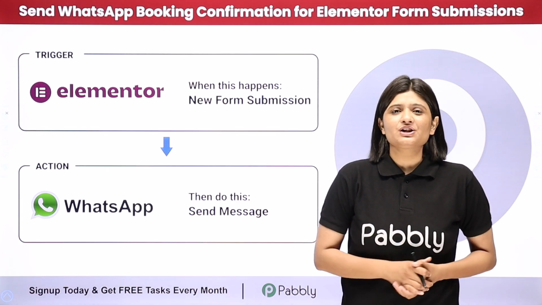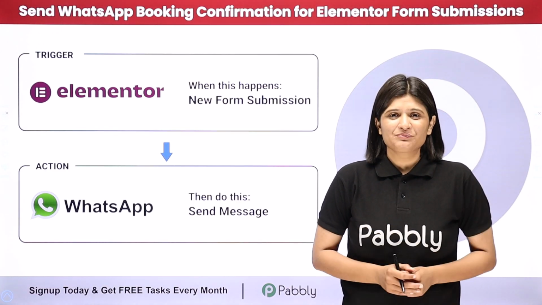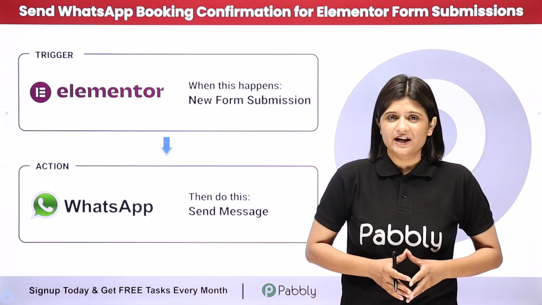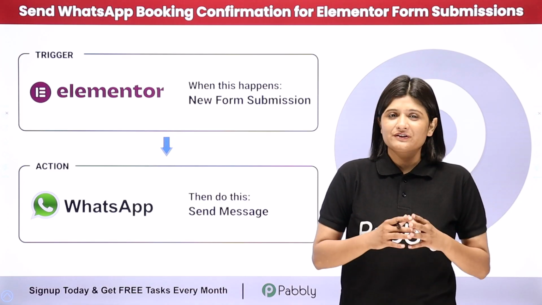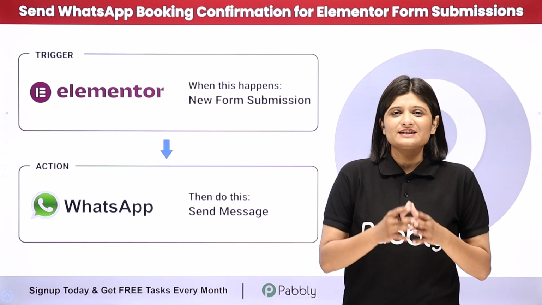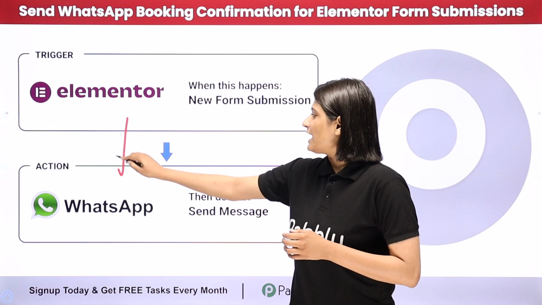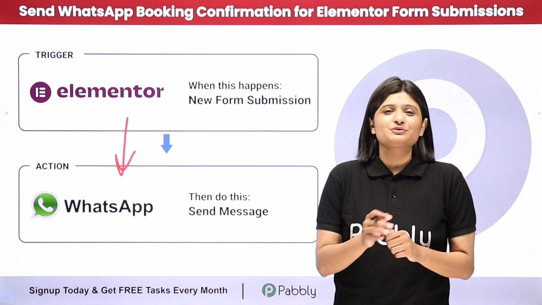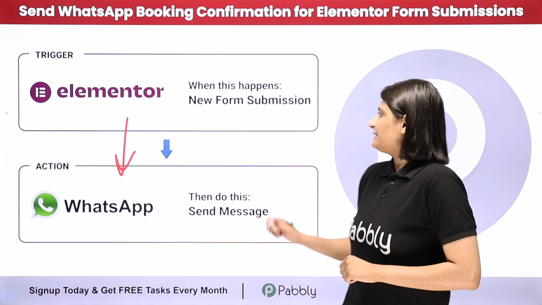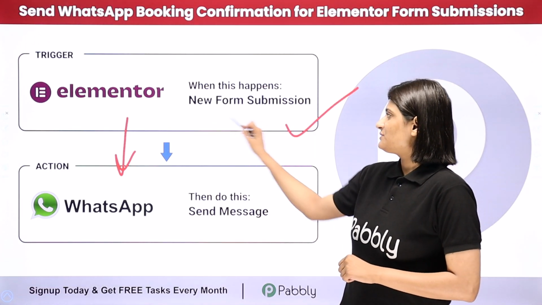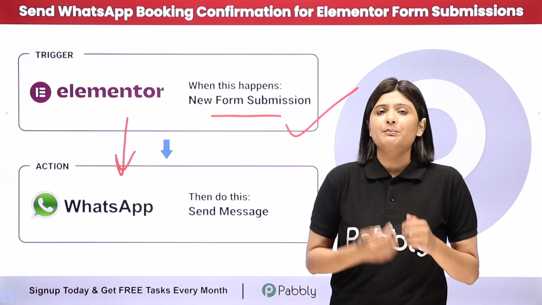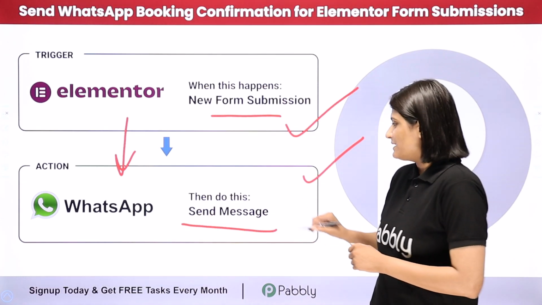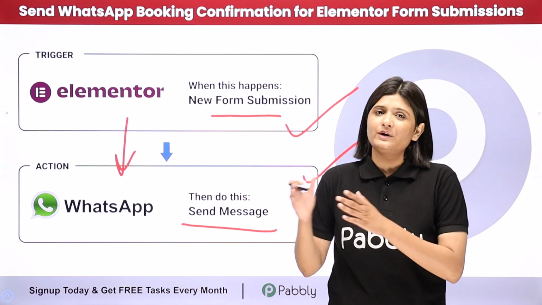And to do this automation, I am going to use Pabbly Connect. So Pabbly Connect is an amazing automation and integration software which requires no coding or programming skills. Here I just need to build connection between Elementor and WhatsApp Cloud API. With the help of Pabbly Connect, I am going to build this connection in such a way that whenever I am going to receive a new form submission for the booking or the appointment, then automatically I am going to send them the WhatsApp message with the help of WhatsApp Cloud API.